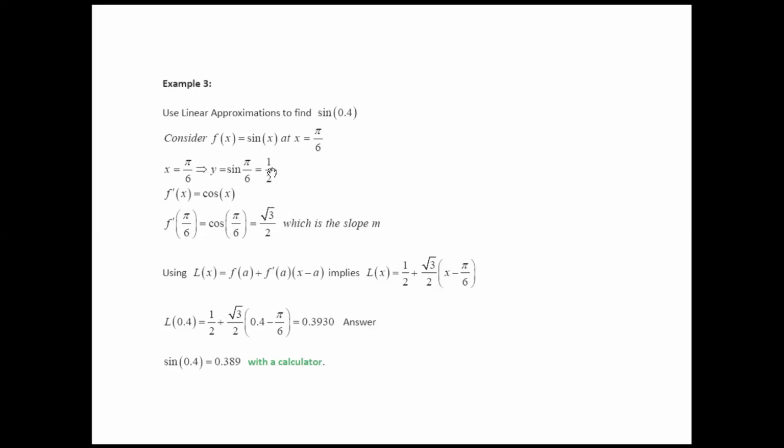Okay. Now I need slope. Well, the derivative of the sine is the cosine. And the cosine of pi over 6 is the square root of 3 over 2. So we've got everything we need. In other words, f of a, which is our y coordinate, is 1/2. f prime of a, which is our slope, is the square root of 3 over 2. And a, which is our x coordinate, is pi over 6. So there's our equation. And we simply put 0.4 in for x, and we have to do the arithmetic.